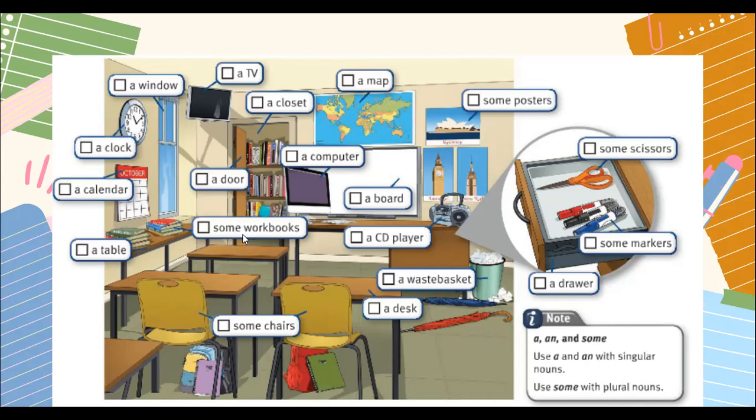Very good. A TV. A closet. A door. A computer. A map. A board. A CD player.